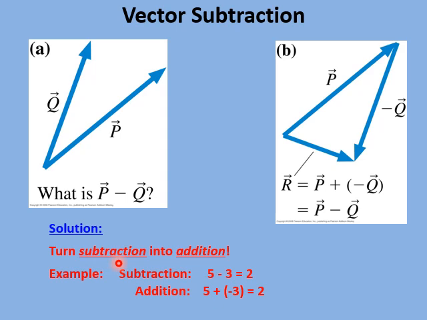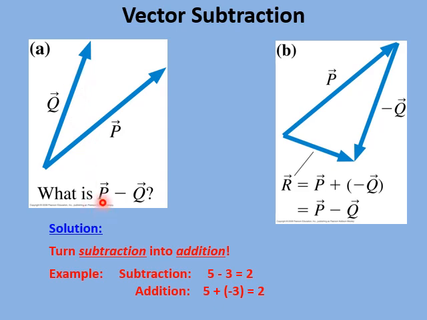Well, the trick to doing vector subtraction is to turn subtraction into addition. Now, how do we do this? Well, we know how to add vectors, okay? So we have to somehow turn this into a vector addition problem, which we know how to do. Think about what we do with numbers. If we have a subtraction problem, like 5 minus 3, which is obviously equal to 2, I can turn this subtraction problem into an addition problem by rewriting it as 5 plus negative 3, which is, of course, also equal to 2. So what we're going to do here, we're going to take Q, and we are going to find the opposite of Q.